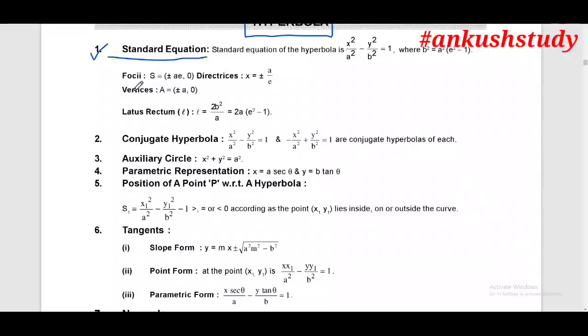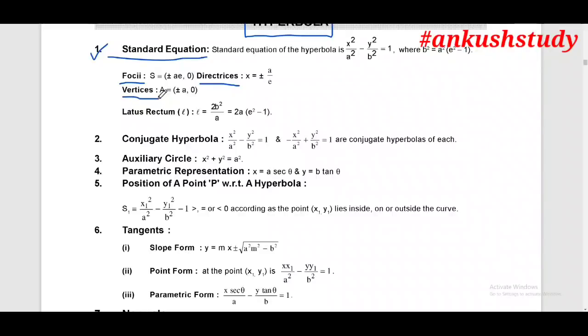So keep revising. Okay, so now this one is the foci. S is equal to plus minus ae, 0, and the directrix is x is equal to plus minus a upon e.